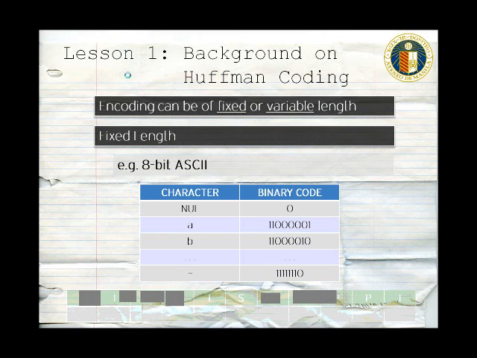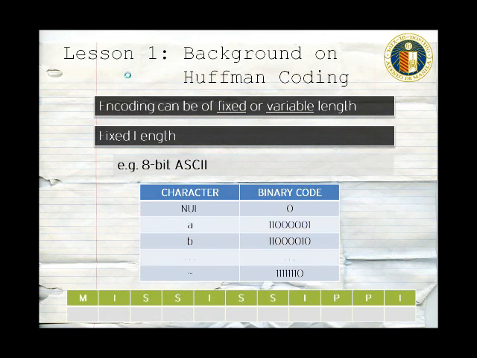In this example, the text Mississippi has 11 characters. And when the 8-bit ASCII is applied, getting the product produces a total of 88 bits for the code Mississippi.